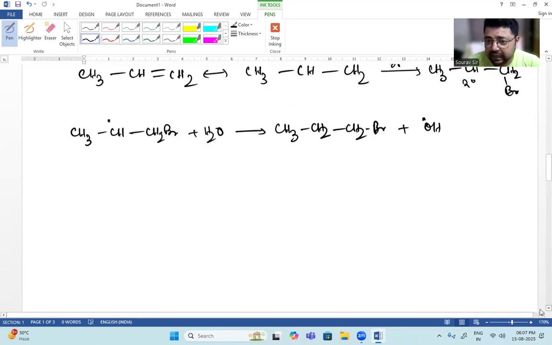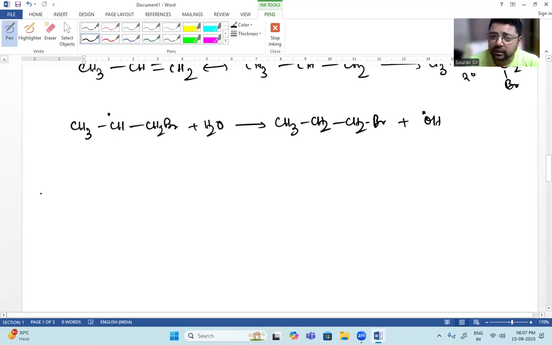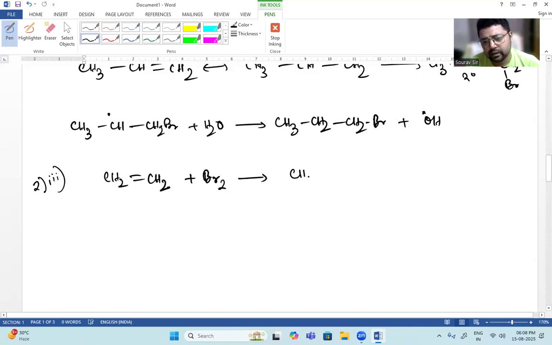But from alkynes we cannot directly prepare an alkyl halide, because we can prepare a vicinal dihalide, but a direct alkyl halide cannot be prepared. One other thing is that if you have a double bond, you can directly add bromine and you will get this.